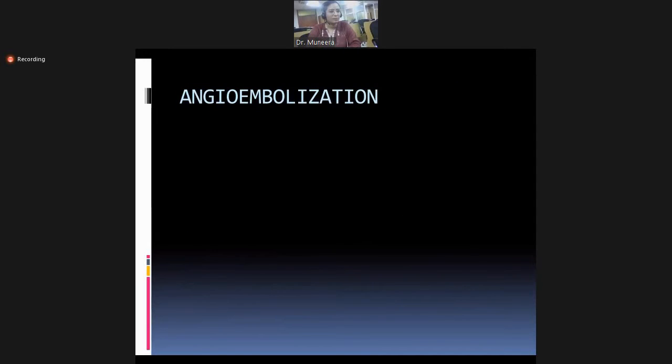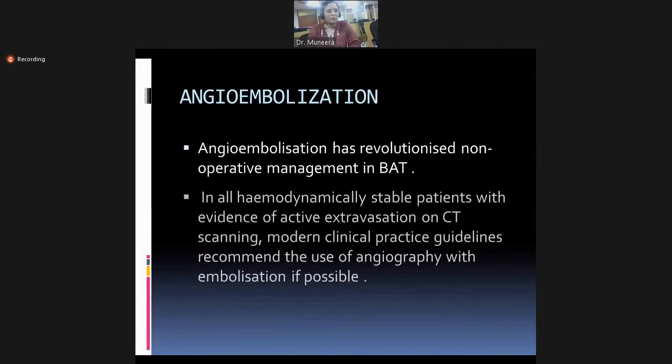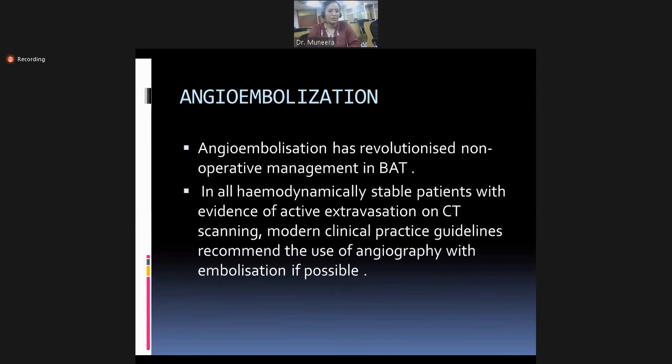Angioembolization has revolutionized the non-operative management of blunt abdominal trauma in all hemodynamically stable patients with evidence of extravasation of dye on a CT scan. Modern clinical practice guidelines recommend the use of angiography with embolization where possible. Do not explore.